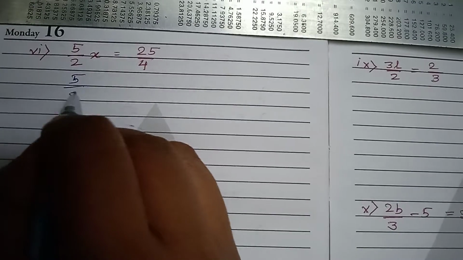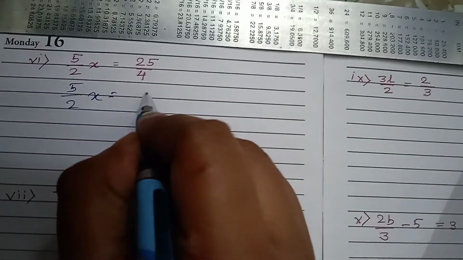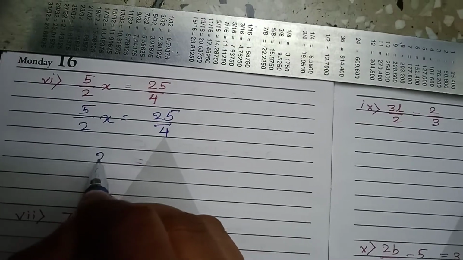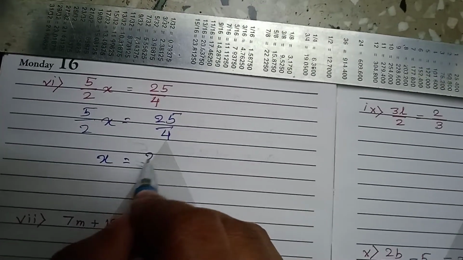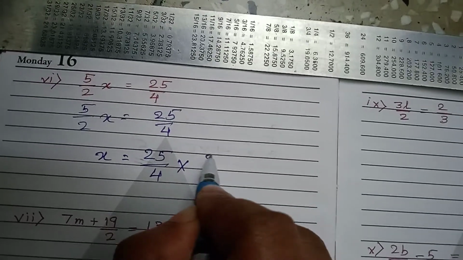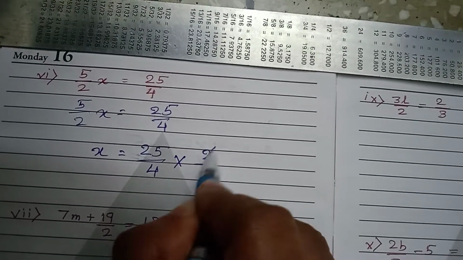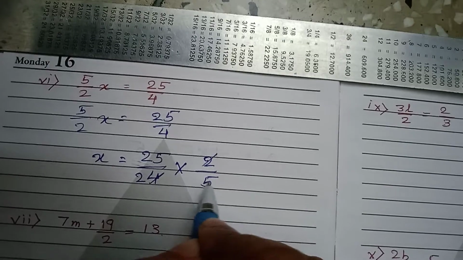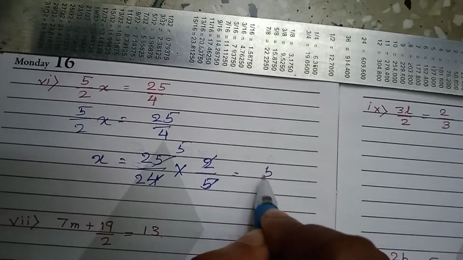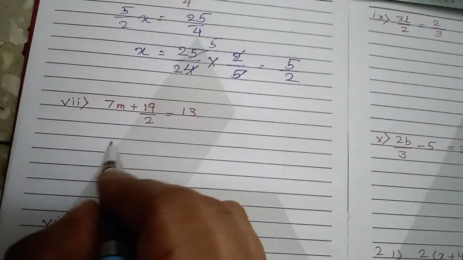5 by 2x is equal to 25 by 4. So x is 25 by 4 into 2 by 5. 2, 5s are 25. So this is equal to 5 by 2. Next question.